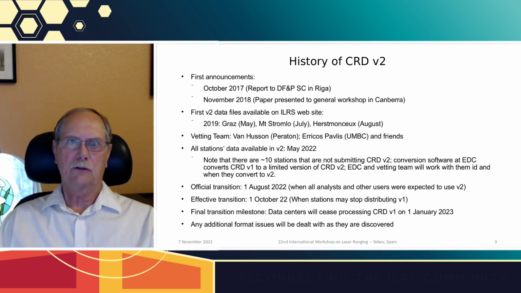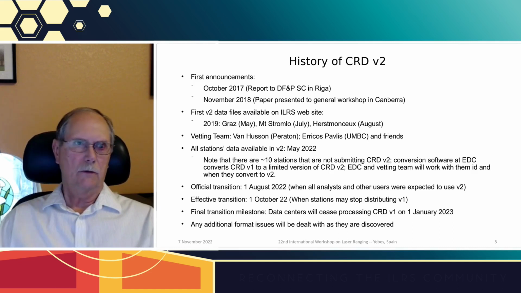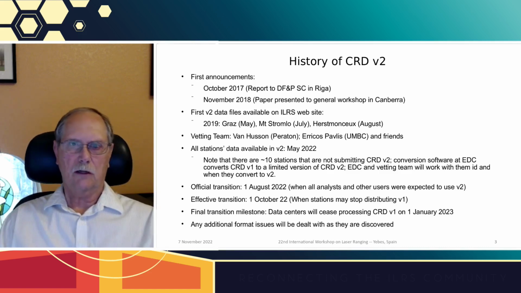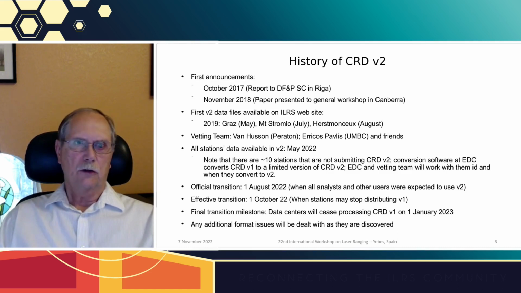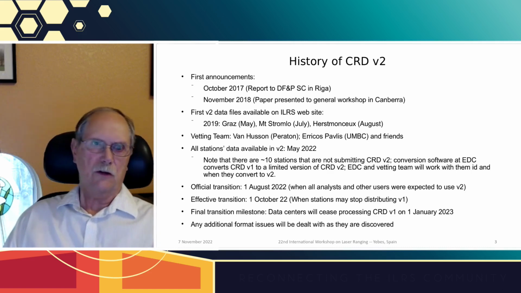Well, there are always people who don't get the memo. Although we couldn't guarantee that people would continue sending version 1 and version 2 together, we did hold off asking the stations to stop distributing version 1 until October 1st, so that at least one user could get his conversion work in. So at this point, stations can stop distributing version 1. The final transition milestone: data centers will cease processing CRD version 1 on January 1st of next year.